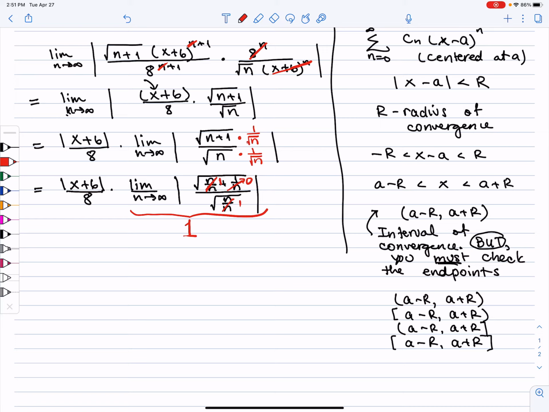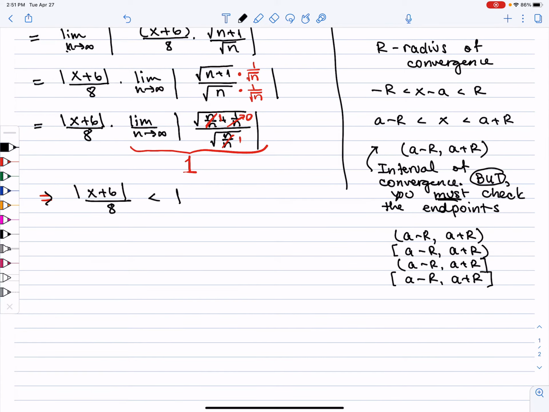Now remember, we're working with a ratio test, and the ratio test says that the series will converge whenever that entire answer is less than 1. So if we are looking for the absolute value of x plus 6 over 8 less than 1, then we're going to solve for the absolute value, and we get x plus 6 is less than 8.